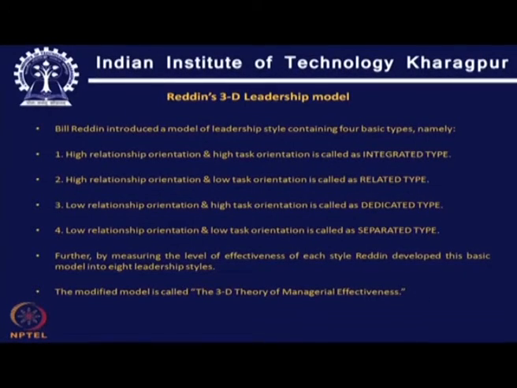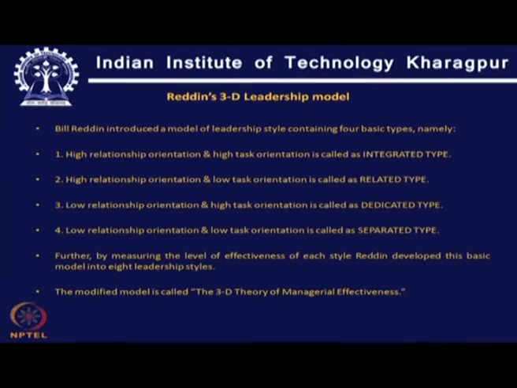Bill Reddin introduced a leadership style which consists of 4 basic types: high relationship orientation and high task orientation, which is called the integrated type; high relationship orientation and low task orientation, which is called the related type; low relationship orientation and high task orientation, which is called the dedicated type; and low relationship orientation and low task orientation, which is called the separated type.